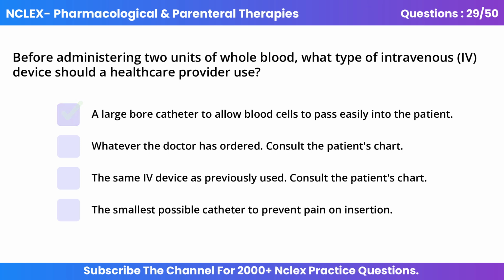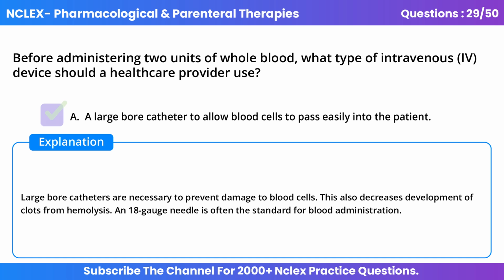A. A large bore catheter to allow blood cells to pass easily into the patient. Large bore catheters are necessary to prevent damage to blood cells. This also decreases development of clots from hemolysis. An 18-gauge needle is often the standard for blood administration.